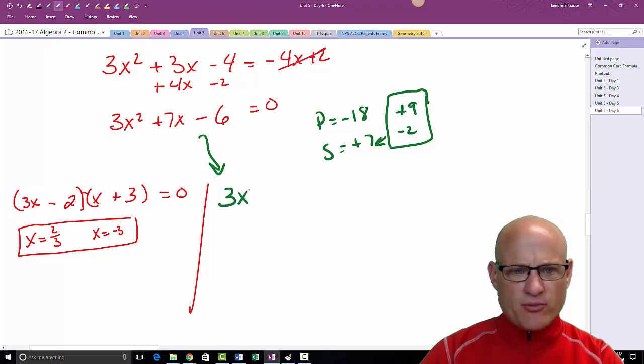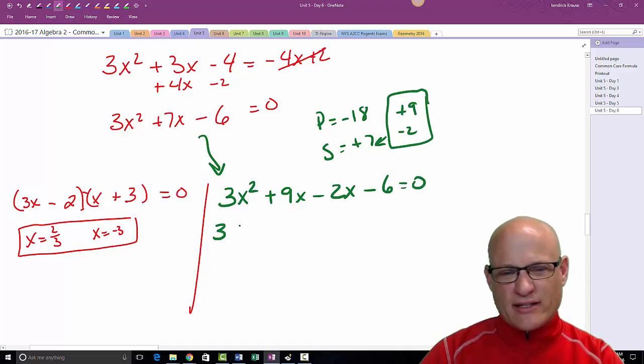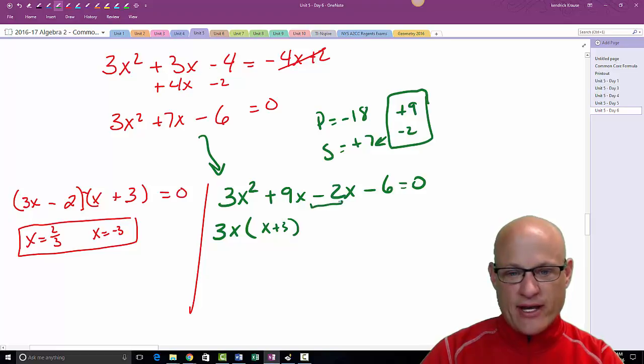So we'll rewrite this baby. 3x squared plus 9x minus 2x minus 6 equals goose egg. On the first two, I can take out a 3x. I'm left with x plus 3. Now, in order for this to work, I have to get an x plus 3 over here. Notice I'm going to copy down this negative 2, and I'm left with x plus 3.